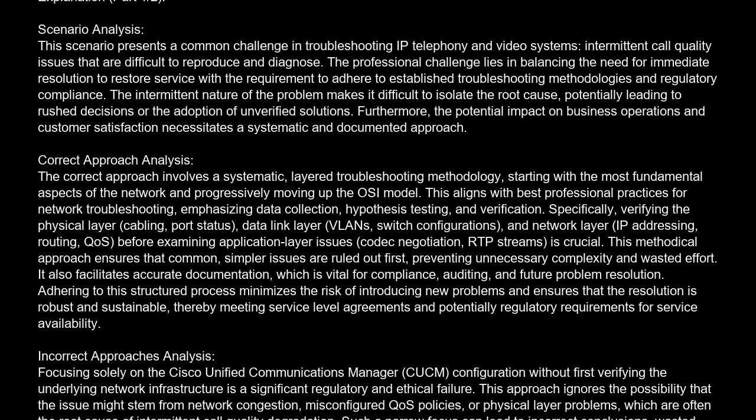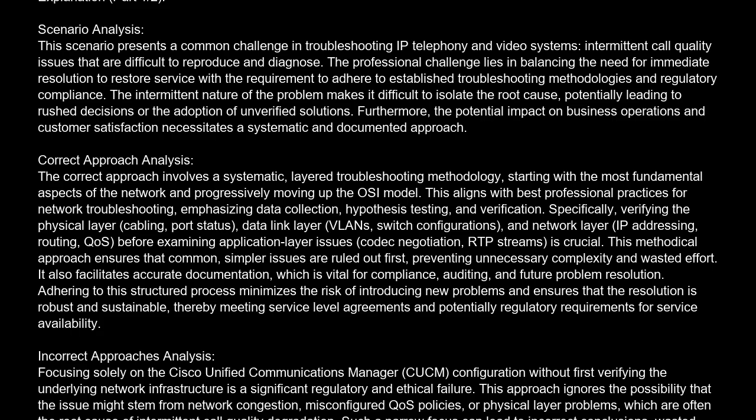The correct answer is D. Begin by examining the quality of service, (CoS), configurations on the core network routers and switches, and analyze network traffic patterns for packet loss, jitter, and latency impacting the IP phone traffic. Concurrently, verify the physical layer connectivity and port status for the affected IP phones.